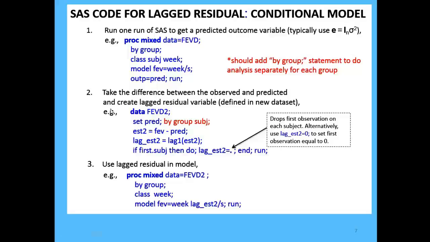But anyhow, look at the second set of code. I say data FEVD2, new data name, set predicted. So I'm using this predicted result, the output that I got from the previous step, and I'm doing this separately for the group. And then I have EST2 equal FEV minus predicted. What have I just done? What is FEV minus predicted? What kind of variable is that? It's the difference between FEV and the predicted FEV. So isn't that a residual?